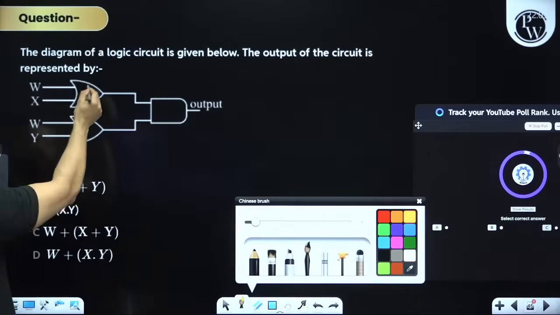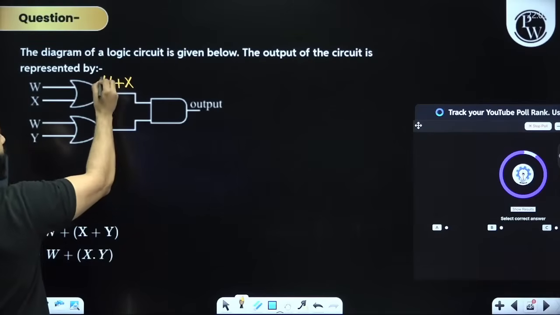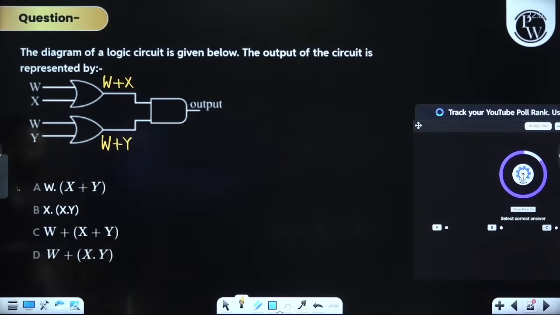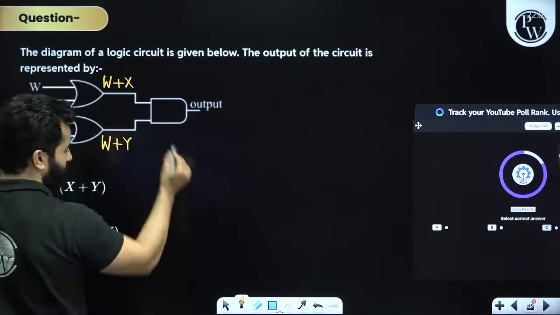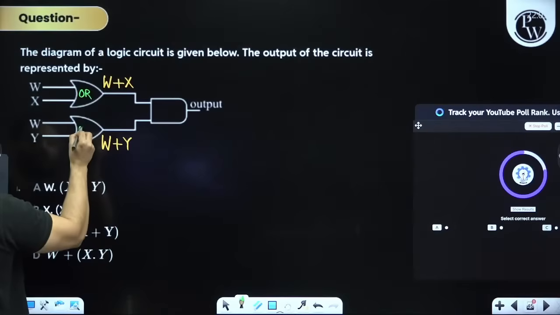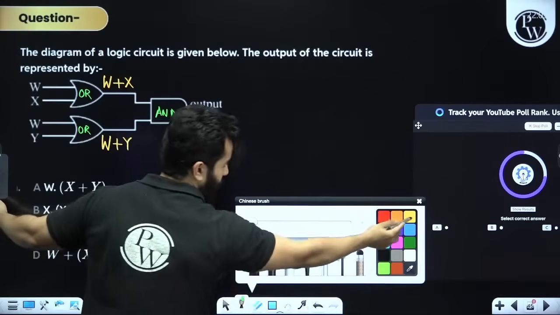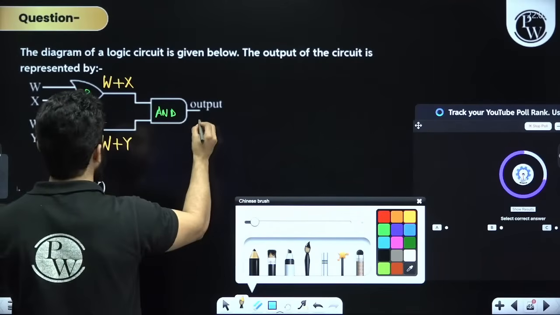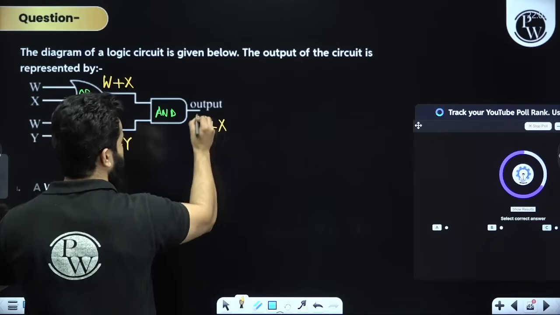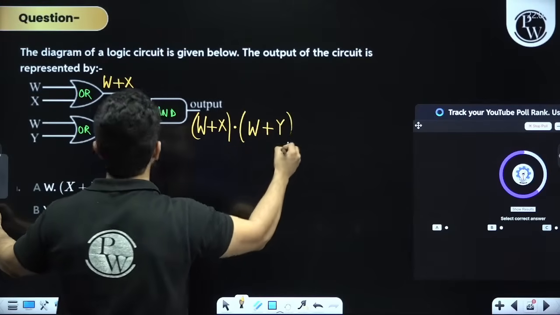This is W, this is X, this is an OR gate. OR gate basically means W plus X. This is W plus Y. This is OR, and this is AND. Let me write it also for you. This gate is OR, this gate is OR, and this gate is AND. And finally the output will be W plus X dot W plus Y.